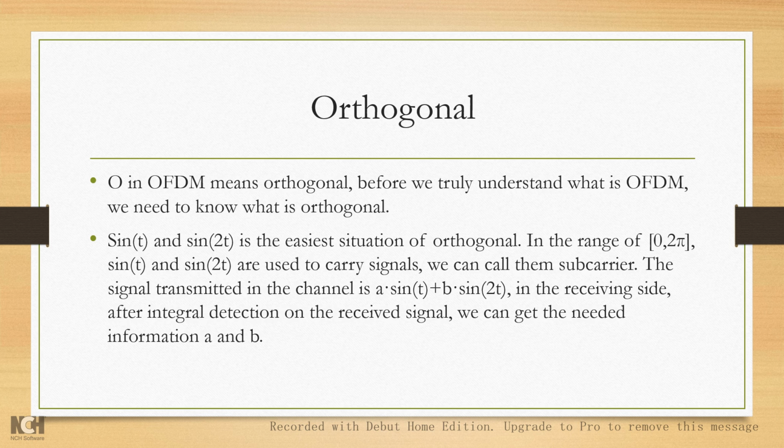Sin t and sin 2t is the easiest situation of orthogonality. In the range of 0 to 2 pi, sin t and sin 2t are used to carry signals. We can call them subcarriers. The signal transmitted in the channel is A times sin t plus B times sin 2t. On the receiving side, after integral detection on the received signal, we can get the needed information A and B.